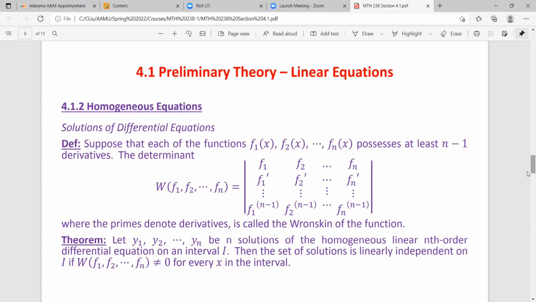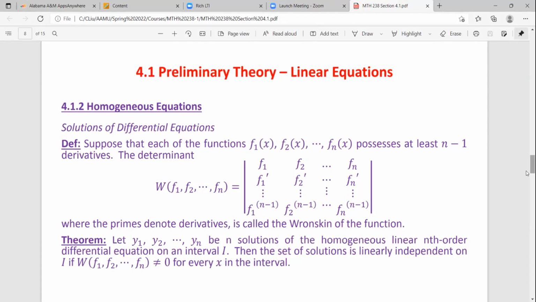Okay, if you learned determinant before, does anybody know what it means by determinant? If you took a linear algebra before. If not, we're going to explain it in the examples later. But we're going to use that to determine linear dependence or linear independence of functions. Okay, that's from the theorem at the bottom.